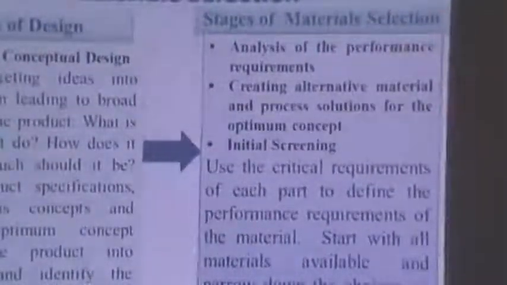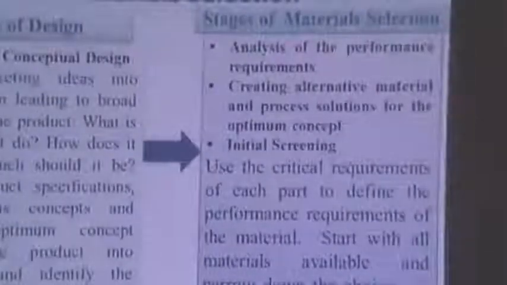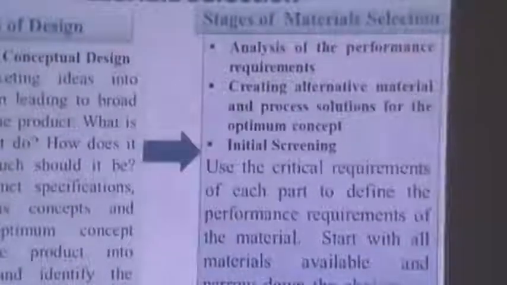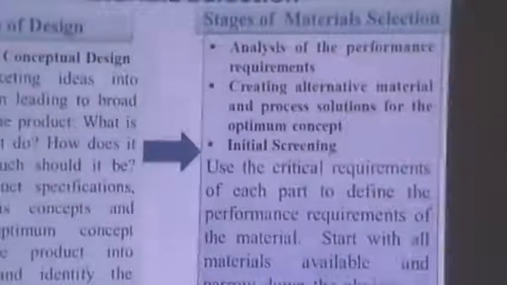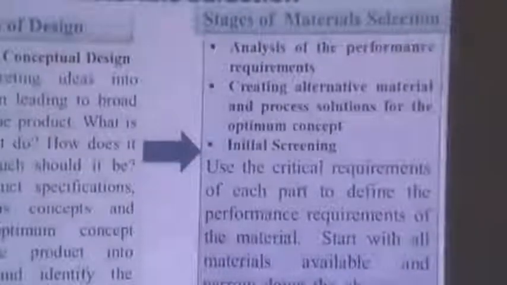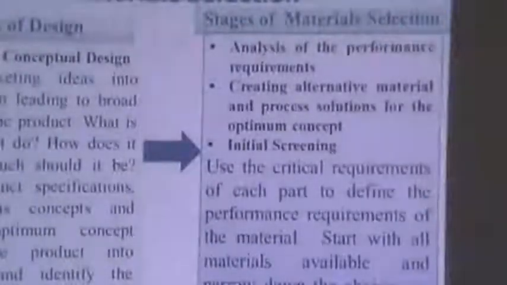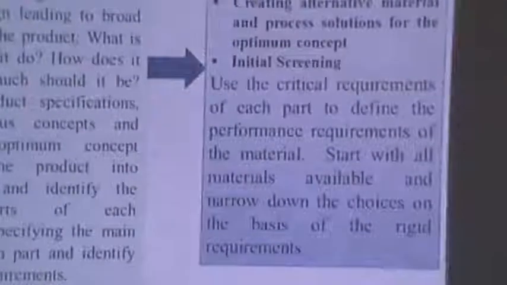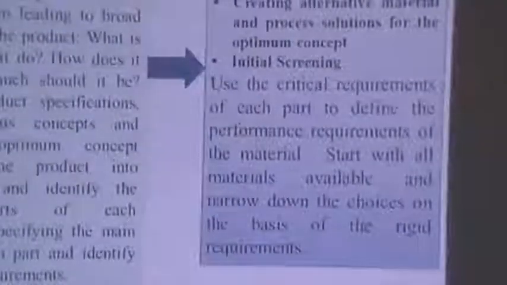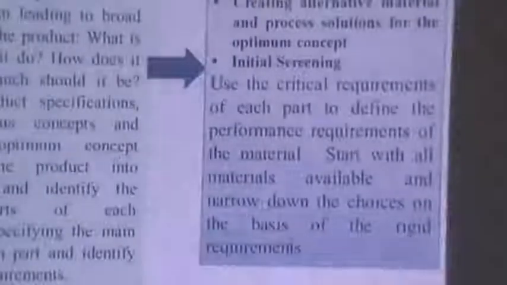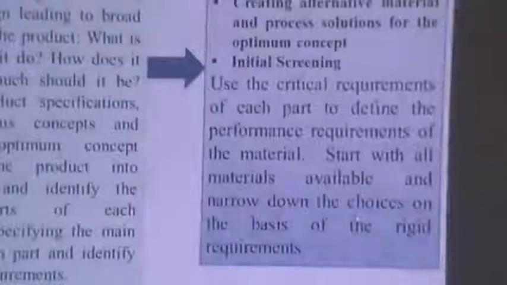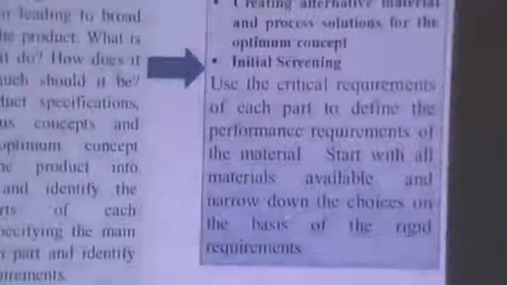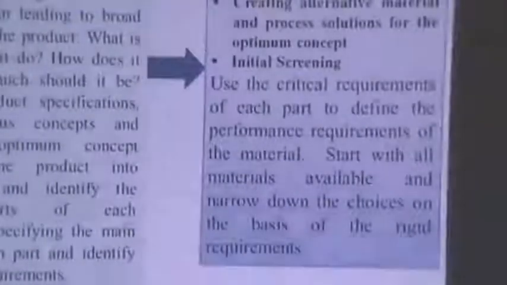So we have many choices or many alternatives of materials to make the product, and we get to the first step in the material selection, which is called initial screening. It means how we can eliminate the large number of alternatives of materials in order to get the desired or narrow list of materials. Use the critical requirements of each part to define the performance requirements of the material. Start with all materials approximately available and narrow down the choices on the basis of the rigid requirements. Rigid requirements means these requirements are critical in determining the part functions or the product functions.